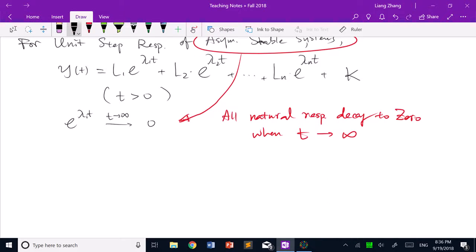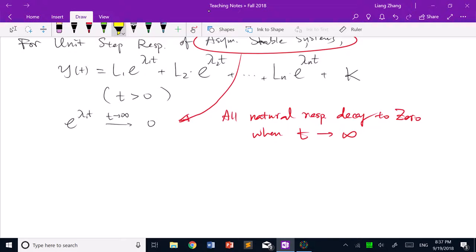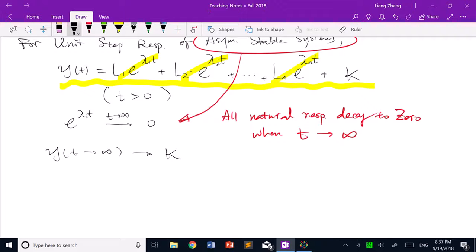Now, if that's the case, and if we go back and look at this function, if all the lambda terms go to 0, so if this one goes to 0, this one goes to 0, these ones go to 0, that means in the steady state, when a sufficiently long period of time has passed, the value of the signal will be equal to k.